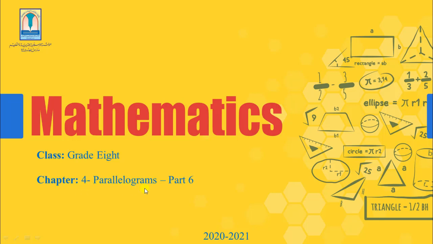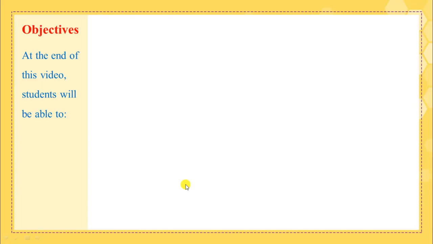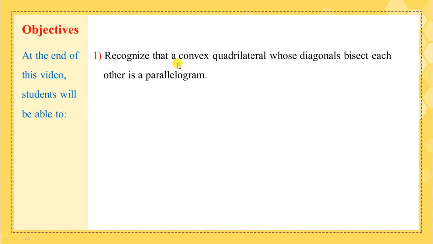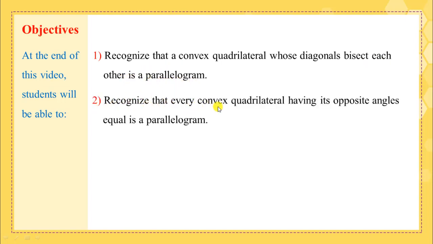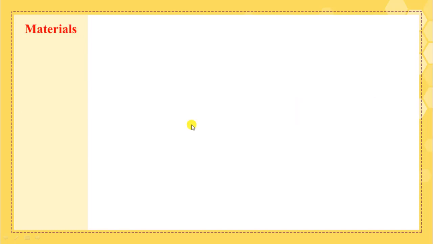Chapter 4 Parallelograms, Part 6. At the end of this video, students will be able to recognize that a convex quadrilateral whose diagonals bisect each other is a parallelogram. Recognize that every convex quadrilateral having its opposite angles equal is a parallelogram.